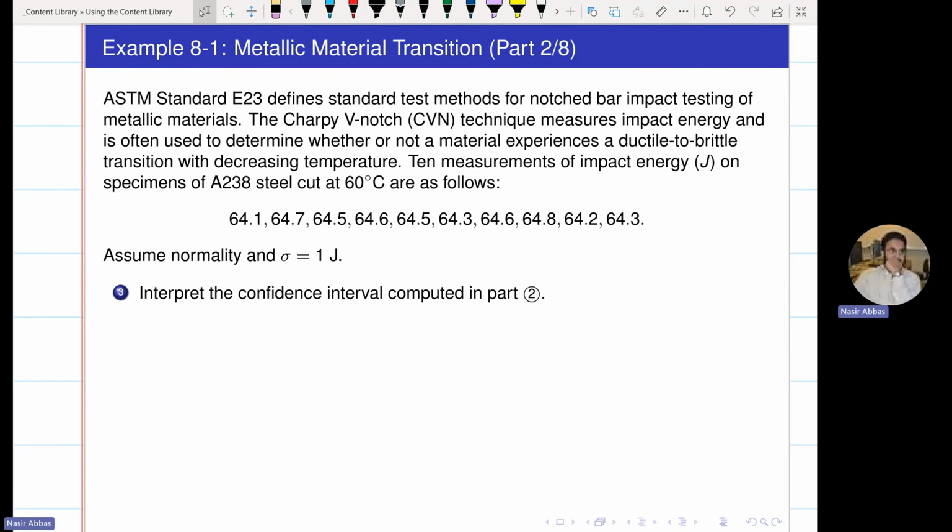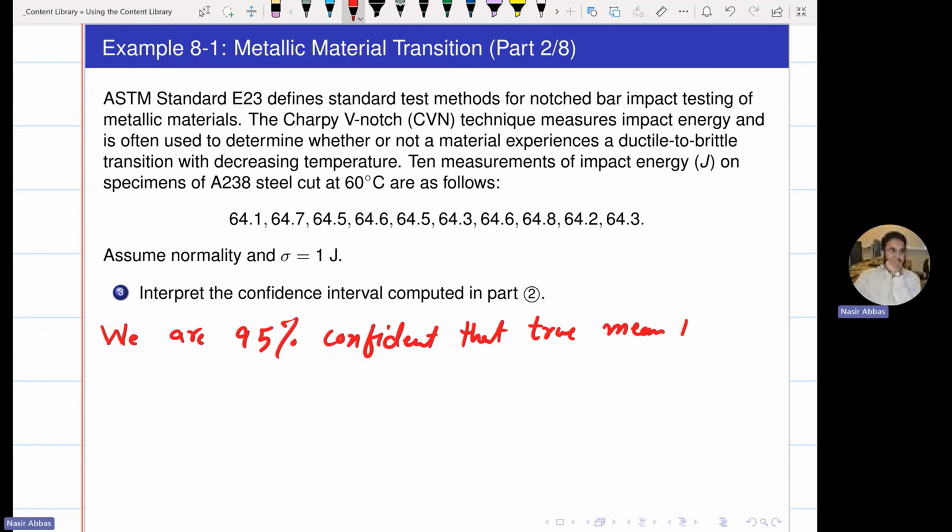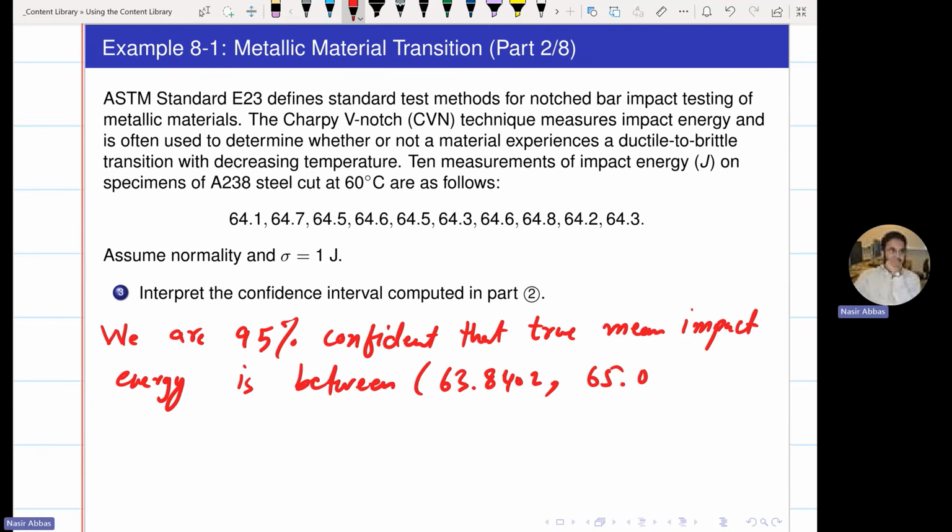To interpret this confidence interval, remember we will use this statement that we are 95% confident that the true mean impact energy is between 63.8402 and 65.0798 J. What is this J? Anyone? Joules? Okay.